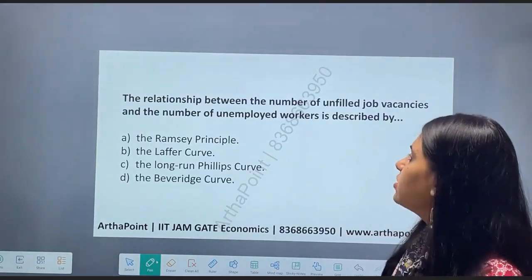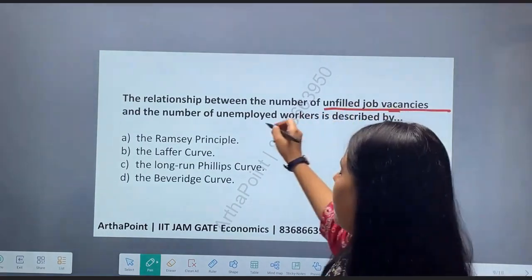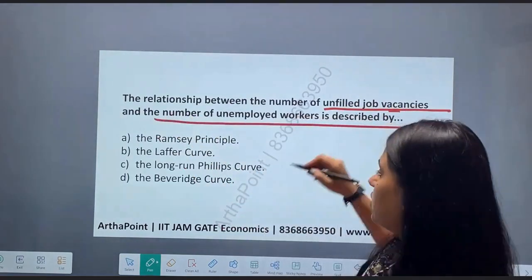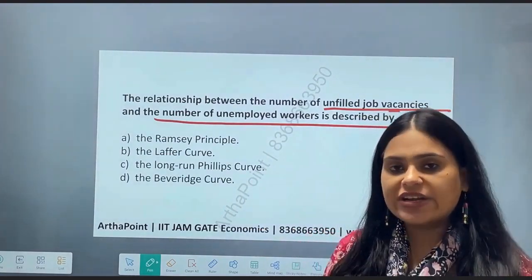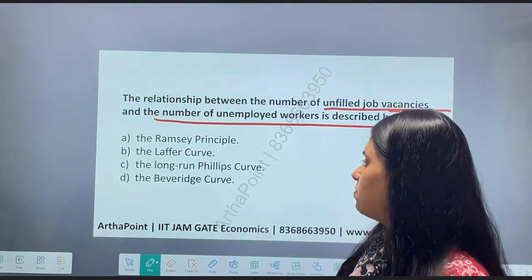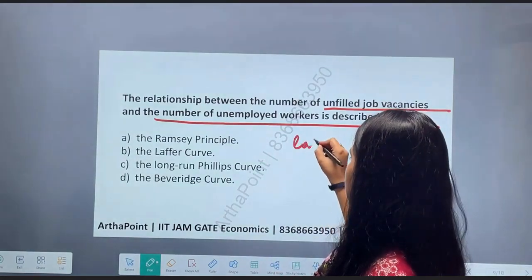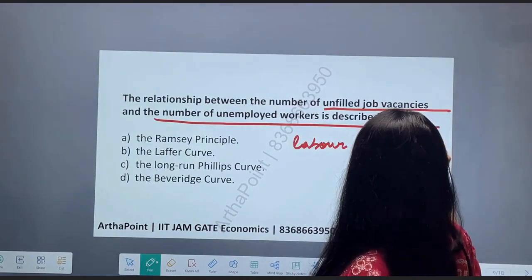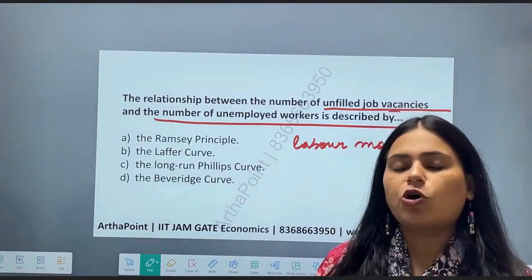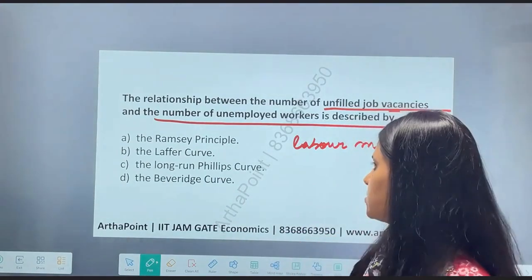The relationship between number of unfilled job vacancies and number of unemployed workers is described by. This is a very tricky question. Not many of you would have heard about it. So this is from the labor market, and in fact, it's a rarely taught concept. It is taught in very few places. Let's see what it is saying.